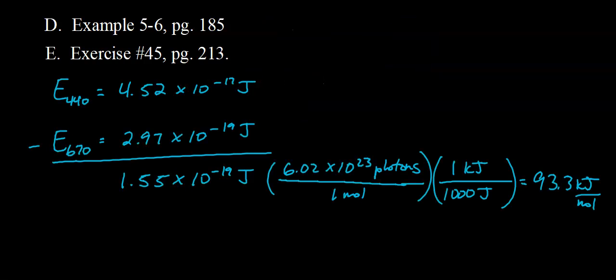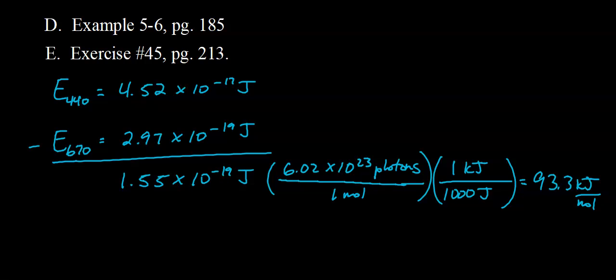All right, so the light that has a wavelength of 440 nanometers has an energy of 4.52 times 10 to the negative 17th joules. That's per one photon. The light with a wavelength of 670 nanometers, 2.97 times 10 to the negative 19th joules per photon.